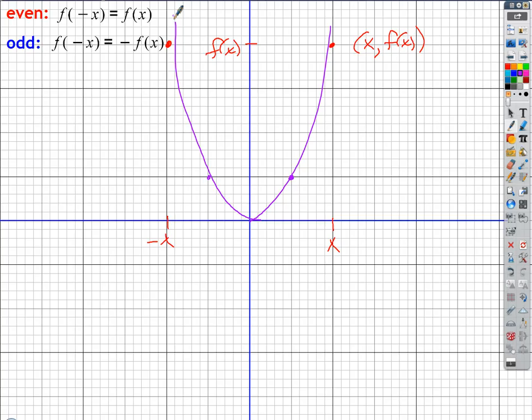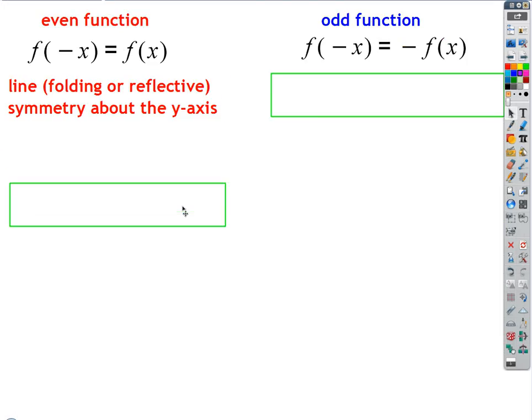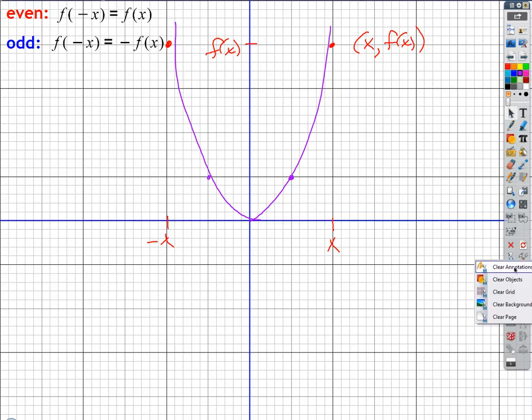Do you see the advantage of this? If I know what one half of the curve looks like, I don't even have to mess with the other half. I can just fold it over to get the other half. It's symmetrical, right? That's even symmetry. Even symmetry is line symmetry about the y-axis, folding line symmetry about the y-axis. Okay, what about the other one?